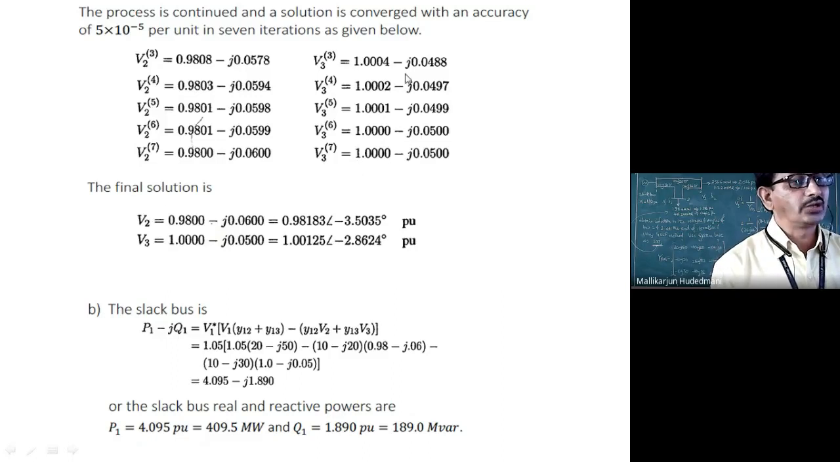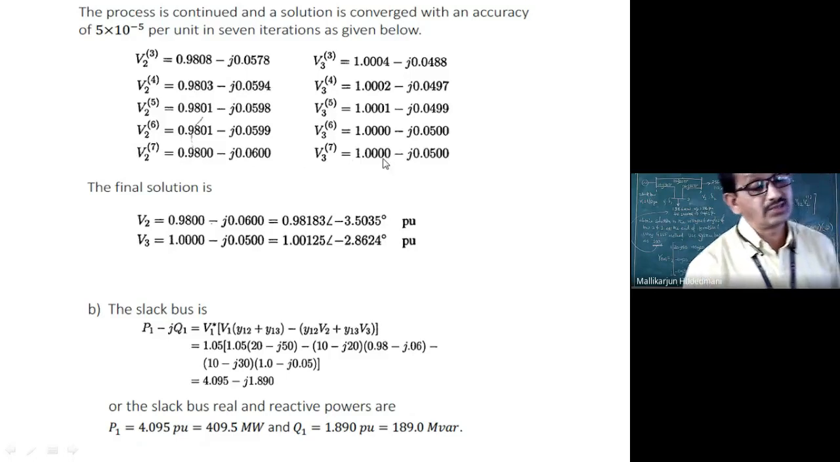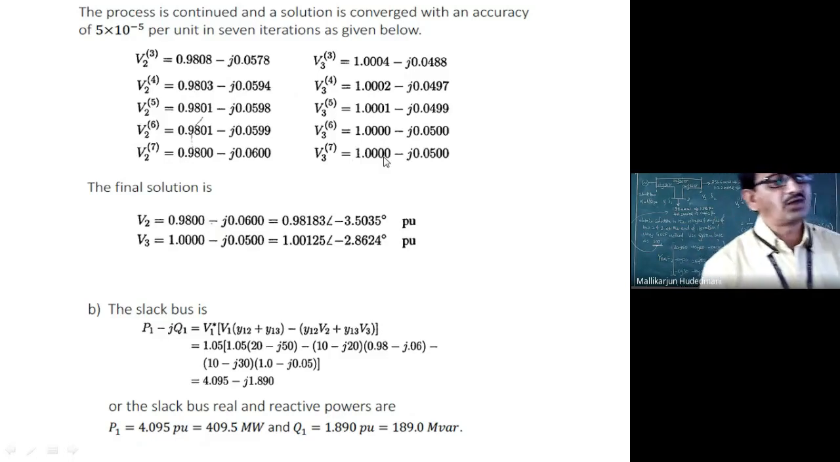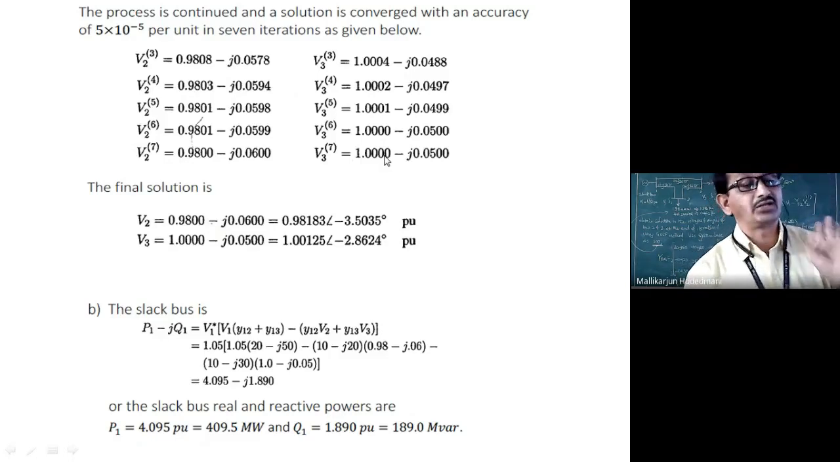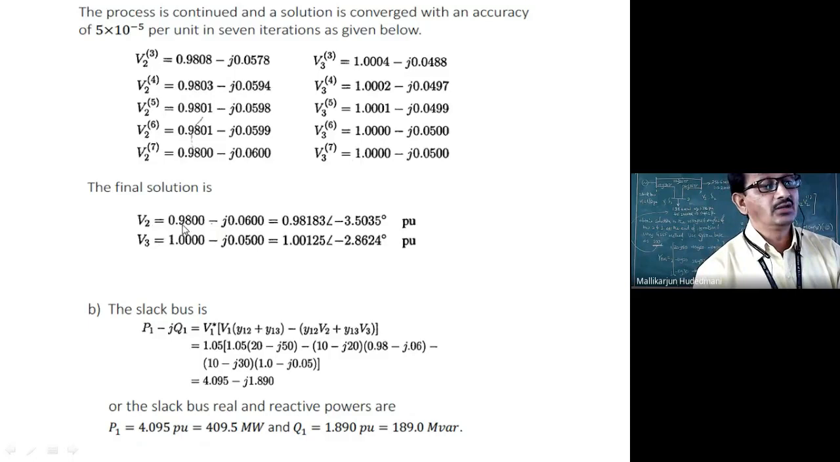Then the final solution is taken out. Can you see over here? The seventh iteration value. Suppose in the exam, after one iteration, what is obtained in the first iteration? I only have to write it this way: V2, V3, rectangular, polar. This stands as V2 magnitude, angle delta 2, and V3 magnitude, angle of the particular V3. This is what we have done already.